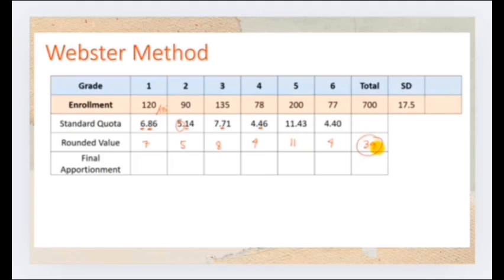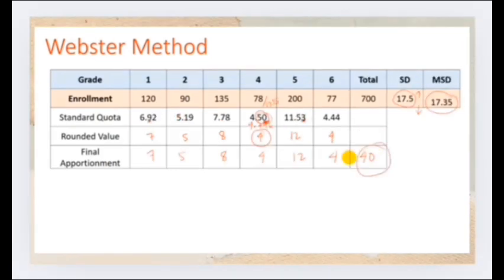Okay, so, i-add lang natin siya. 7 plus 5 plus 8 plus 4 plus 11 and plus 4 is equals to 39. So, hindi pa rin nakaabot sa allocation natin yung kailangan natin i-achieve. Diba, kailangan natin kunin is 40. So, mag-iisip ulit tayo ng MSD or Modified Standard Divisor. Okay, so, nag-isip ulit tayo ng MSD na 17.35.